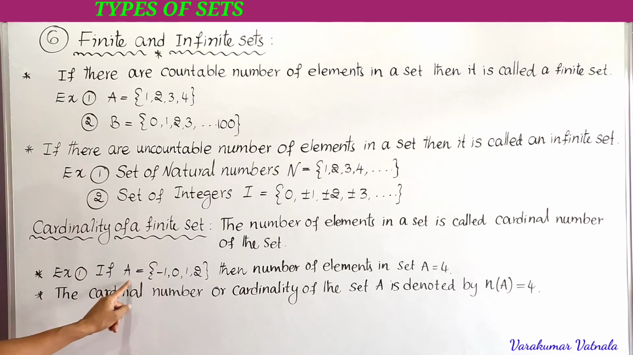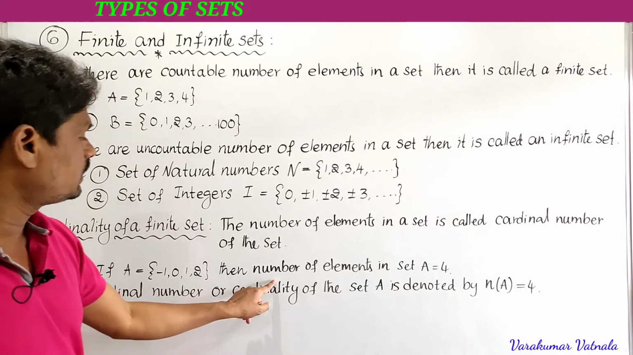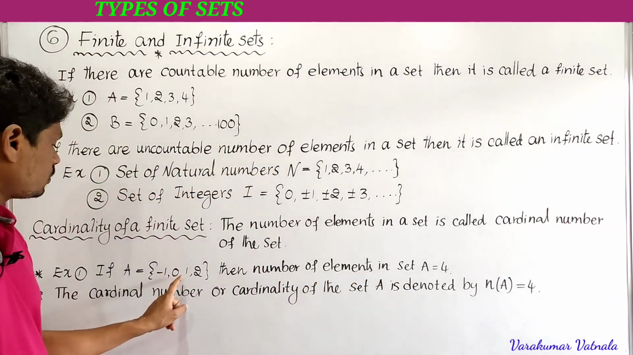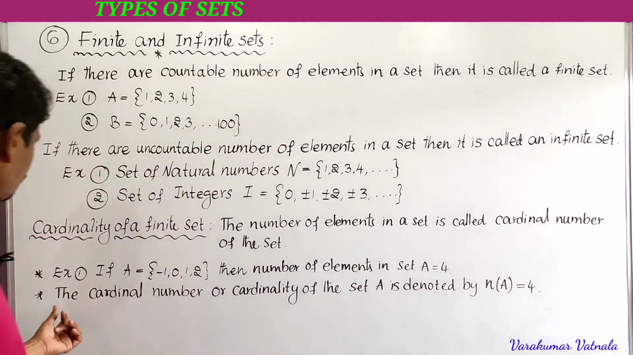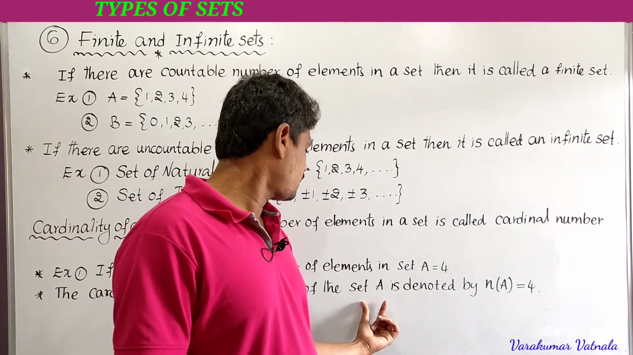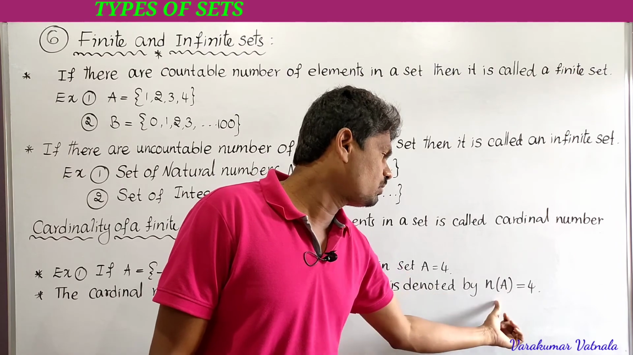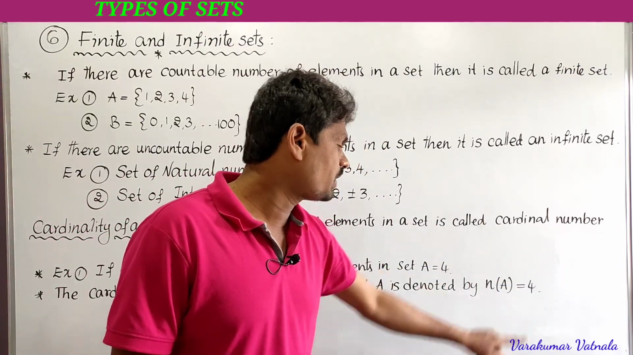Example 1, if A is equal to the set {-1, 0, 1, 2}, then the number of elements in set A is equal to how many? 1, 2, 3, 4. So the number of elements in set A is equal to 4. The cardinal number or the cardinality of the set A is denoted by n(A) equal to 4. We just have to count and denote it like this: n(A) equal to 4.